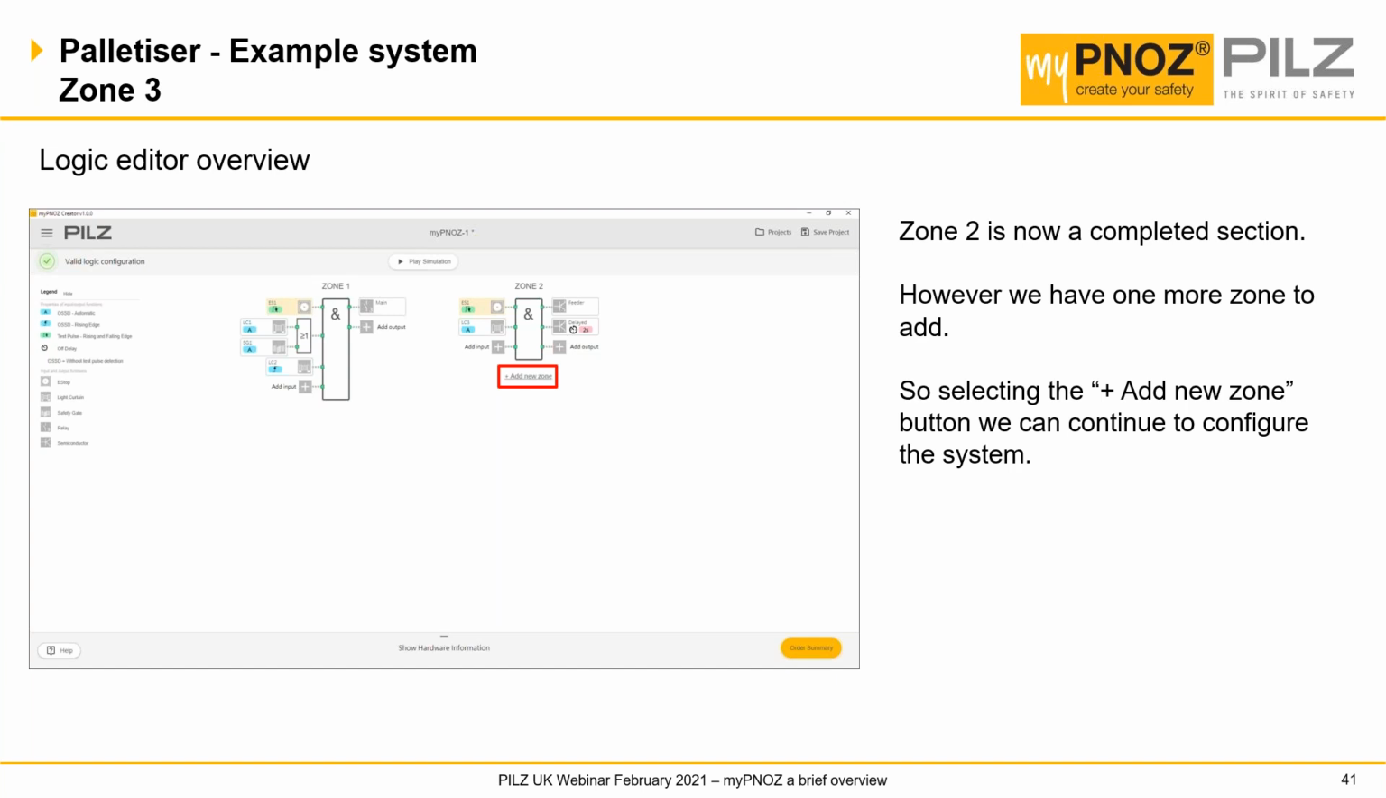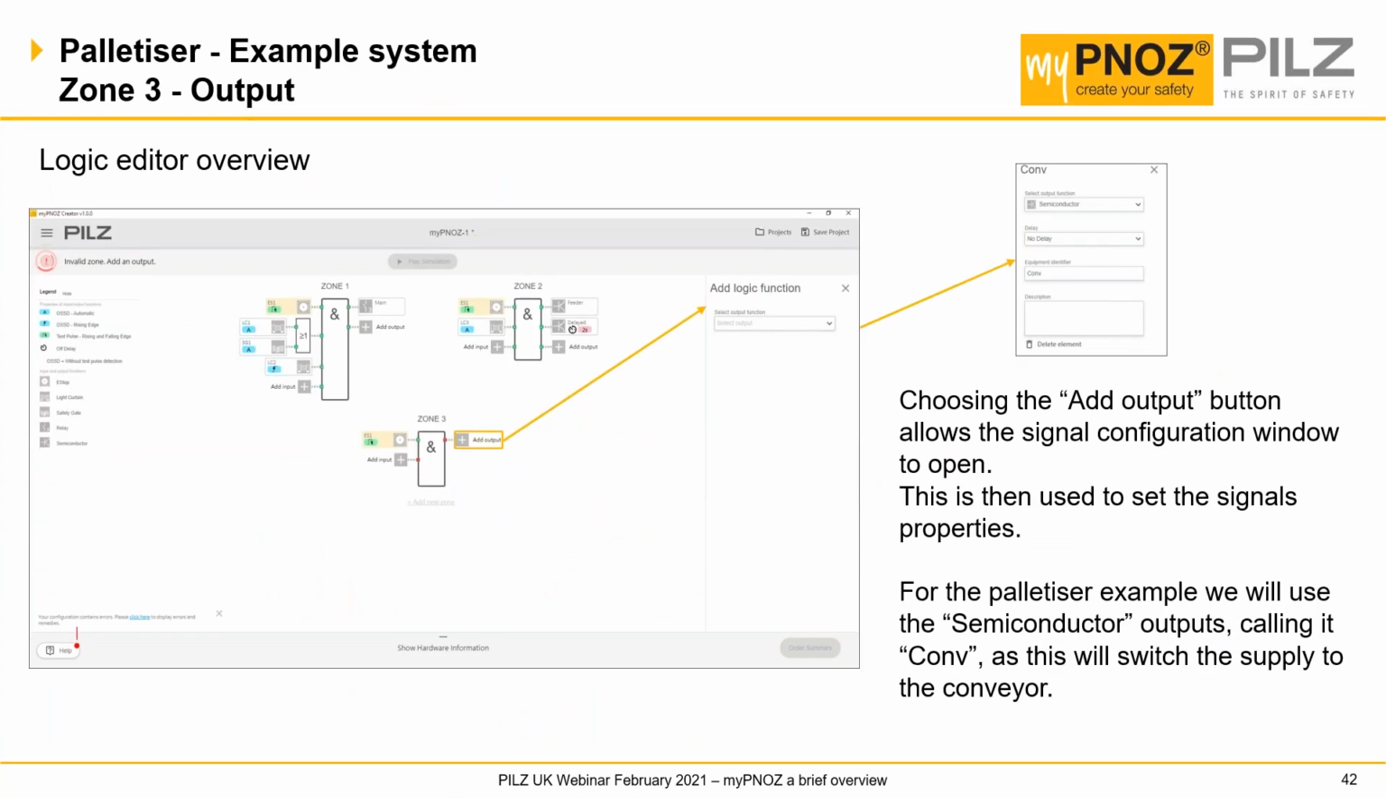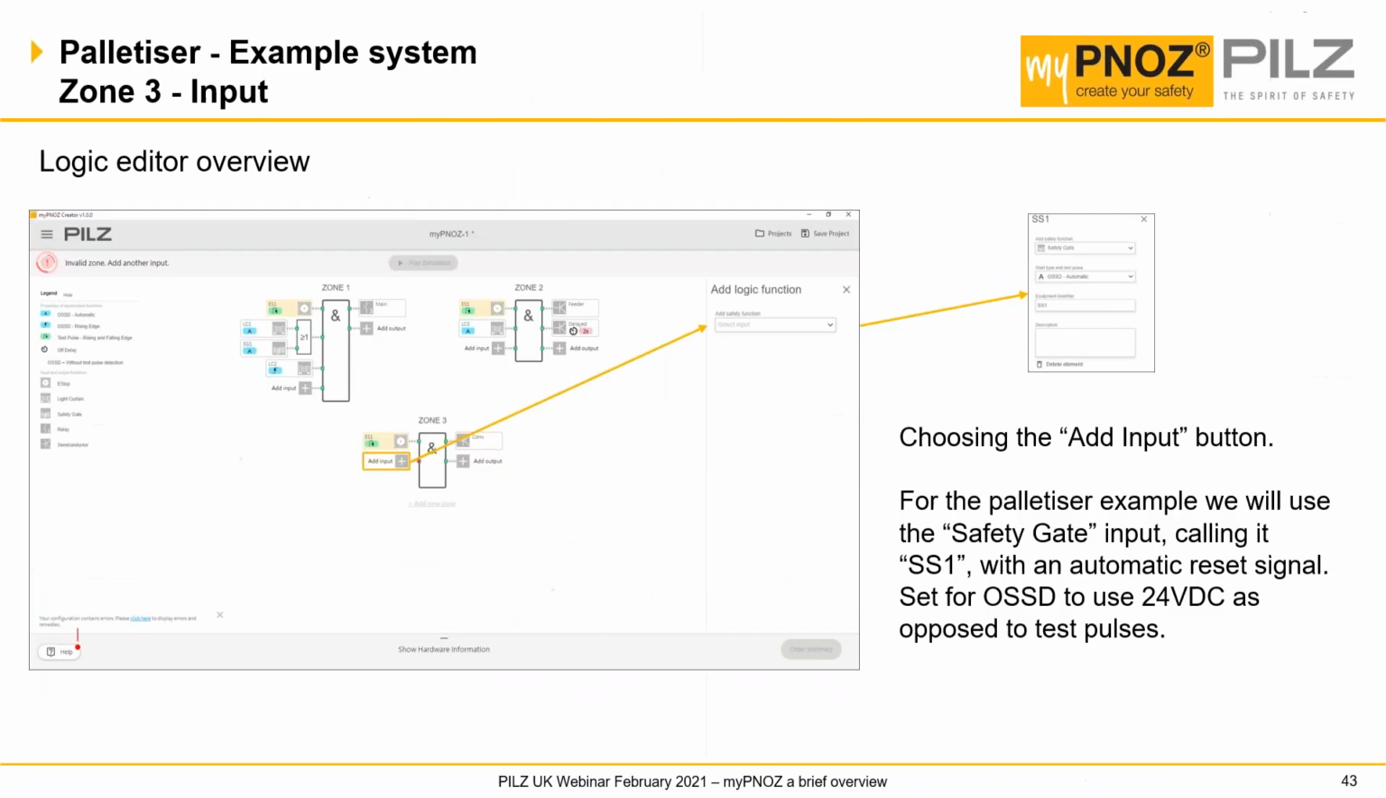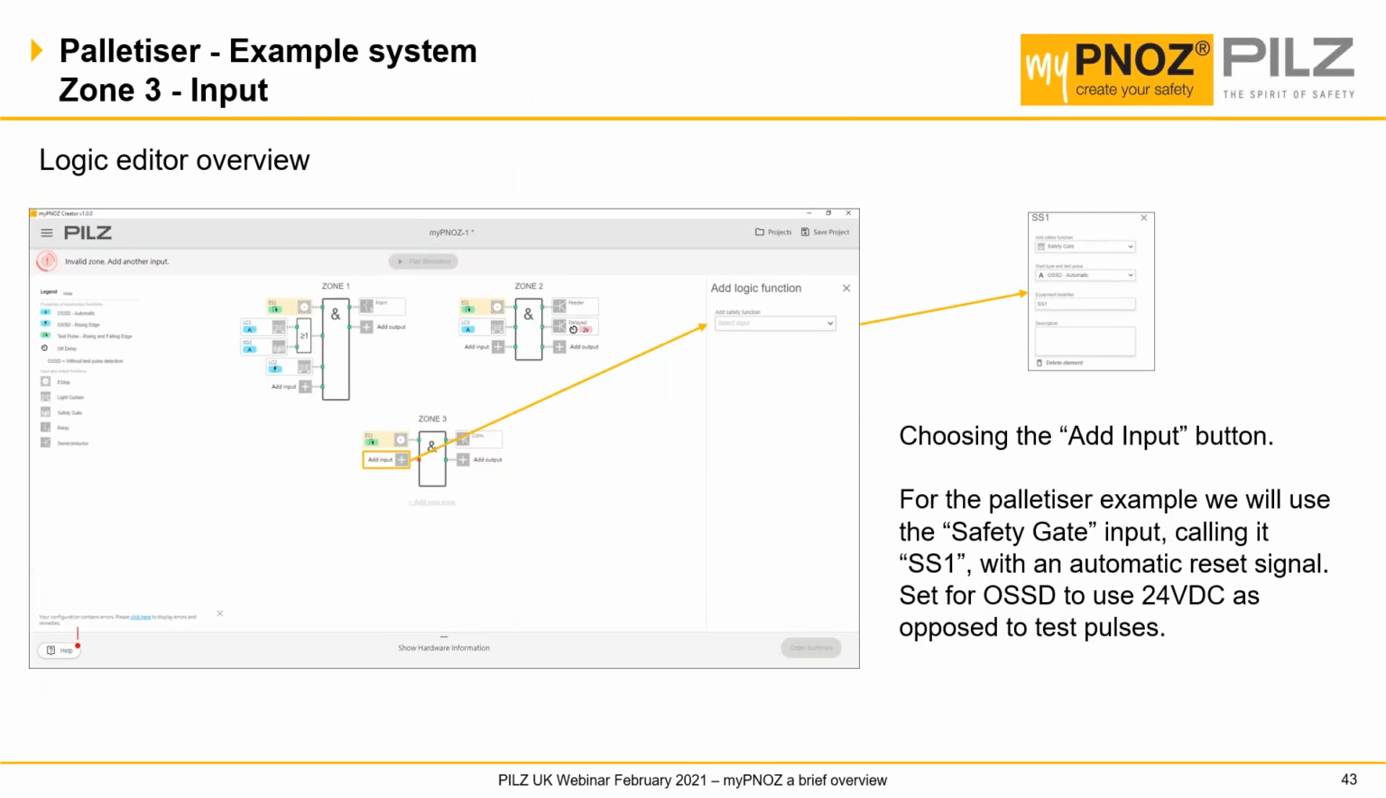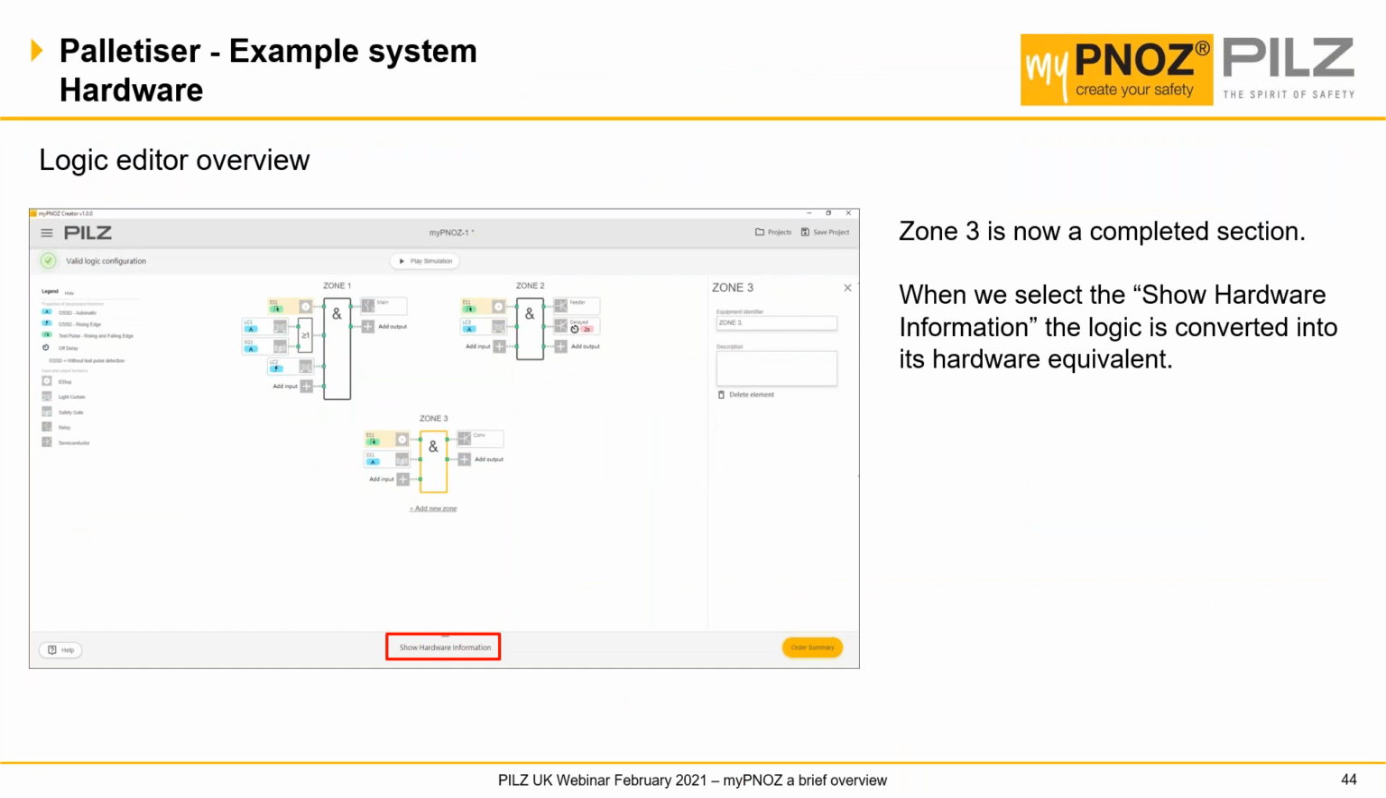However, we have one more zone to add, so we will select the plus button again to add a new zone. Adding the Add Output button opens up the operator configuration window again, and we will choose another semiconductor output which will control the conveyors. Adding the input, we will add the safety gate input, calling it SS1 with an automatic reset signal to use OSSD inputs. And again, the head module can also be seen as coming in as a control for that zone. Zone 3 is now a completed section.